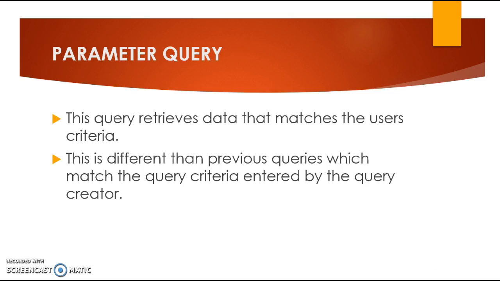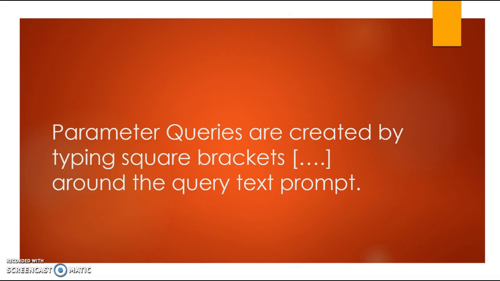What we haven't talked about yet, and I want to talk about for a couple of minutes, is one that seems like it acts a little bit different. The parameter query retrieves data that matches the user's criteria. Now this is different than other queries that we've done because the query criteria is not entered by the creator of the query. It is entered by the user of the query. And we're going to have a look at how that's going to work.